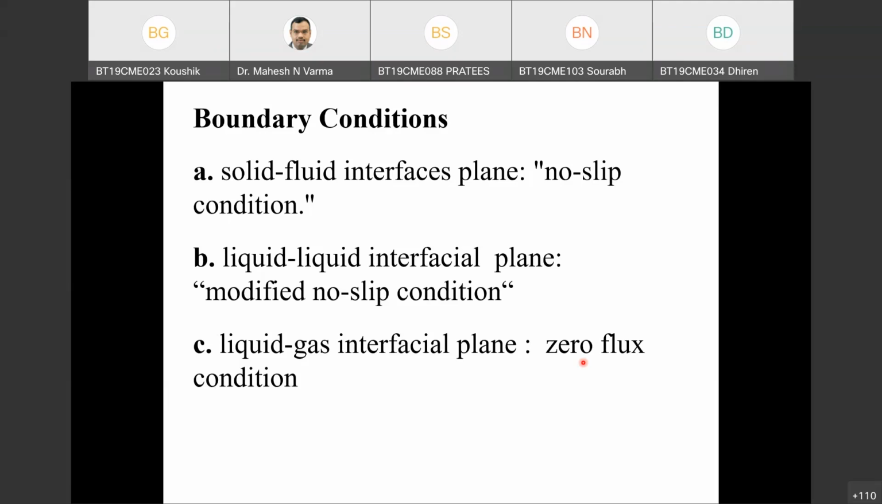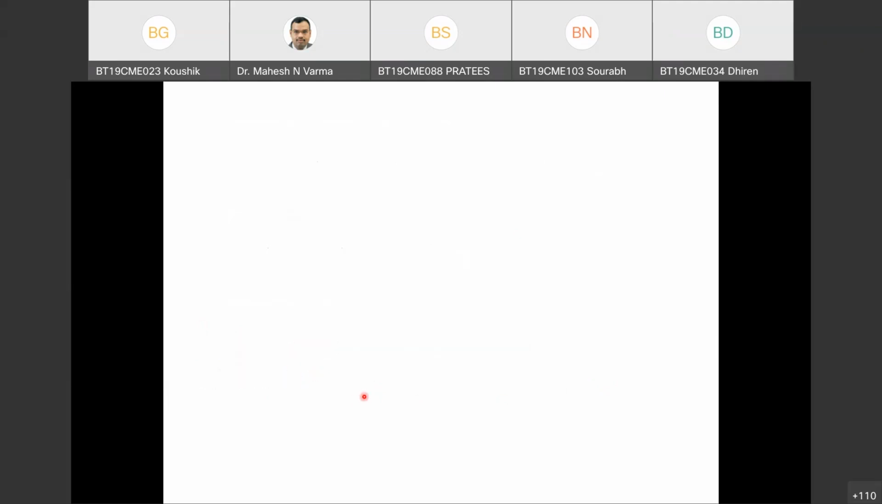So these are the types of boundary condition which are available in momentum transfer. First is no slip boundary condition, then liquid-liquid interface, modified no slip boundary condition, so there will be continuity of velocity and continuity of fluxes, and at liquid gas interface, because the viscosities are quite different between liquid and gases, there will be a zero flux condition. So these are the three types of boundary condition.